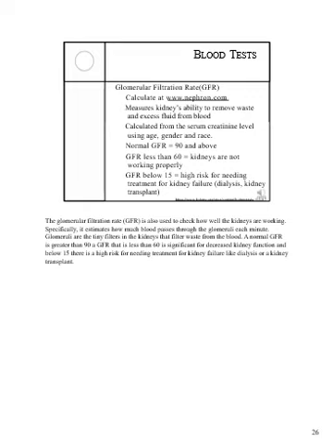The glomerular filtration rate, GFR, is also used to check how well the kidneys are working. Specifically, it estimates how much blood passes through the glomeruli each minute. Glomeruli are the tiny filters in the kidneys that filter waste from the blood. A normal GFR is greater than 90. A GFR that is less than 60 is significant for decreased kidney function, and below 15, there is a high risk for needing treatment for kidney failure like dialysis or a kidney transplant.